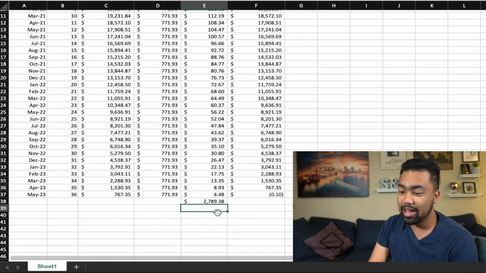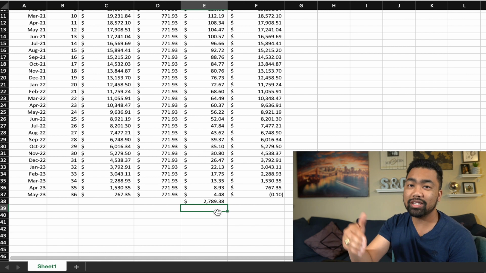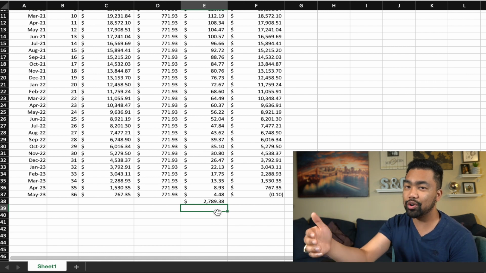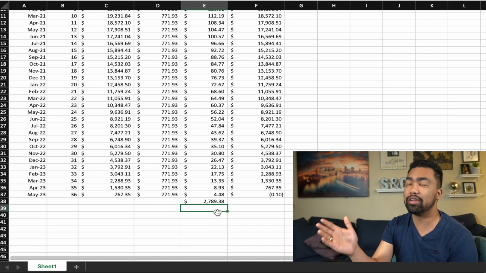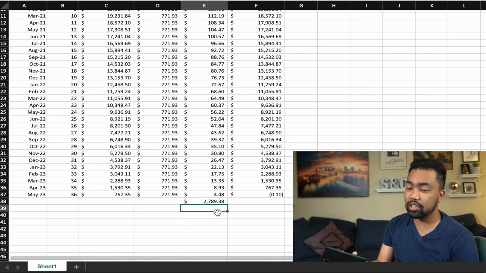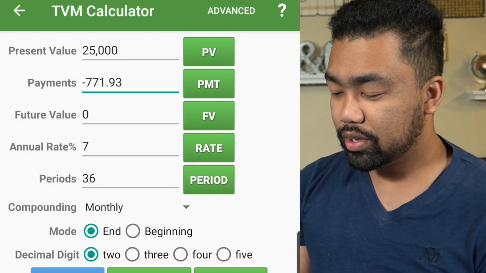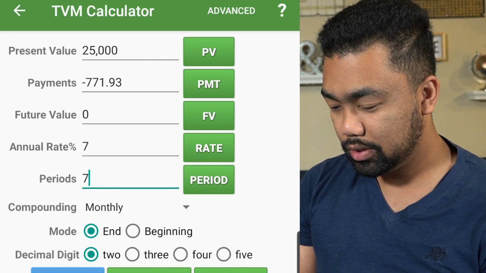So yes, again, it's just ridiculous. The fact that over 3 years, we're essentially giving the bank $2,800 just for us to drive a $25,000 car. That was only based off of 36 months. Most places want you to sign up for a longer term. Usually they like to have you do it for 60 months or 72 months or sometimes even 84 months. So let's see what happens when we extend it to 72 months. So let's go back to our TVM solver. Originally we did it for 36 months. Let's try it for 72 months.